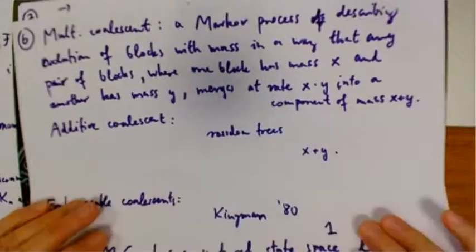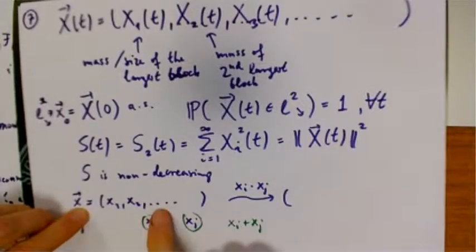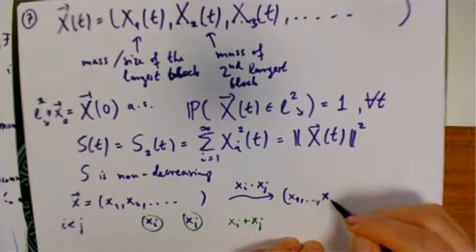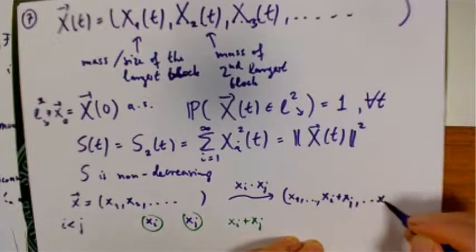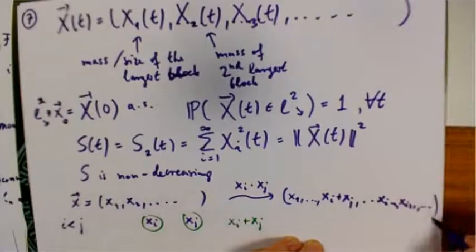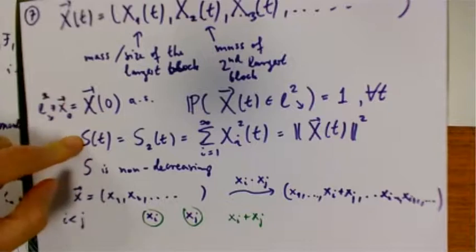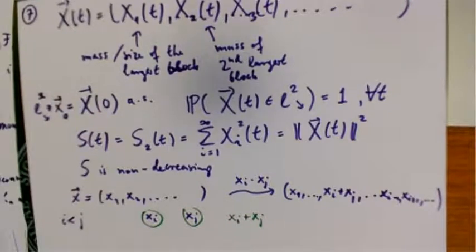So there are infinitely many possibilities, and the process has an infinite number of jumps. Yes, it does. But since it is in little L2, these infinitely many jumps in any finite interval do not damage the fact that S stays finite.